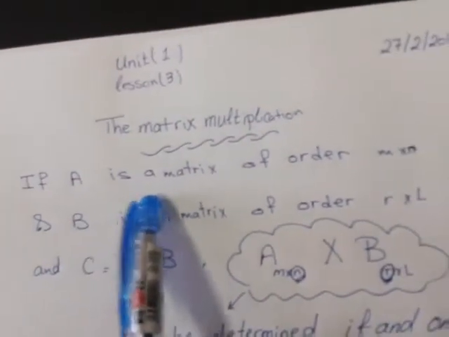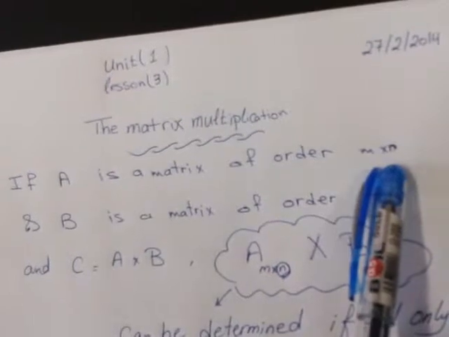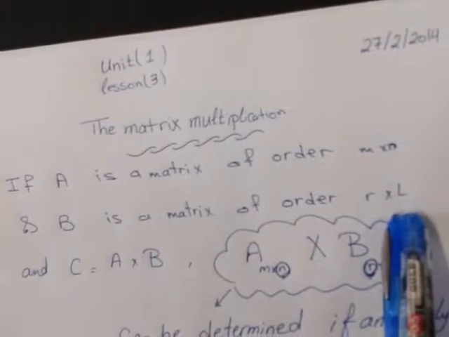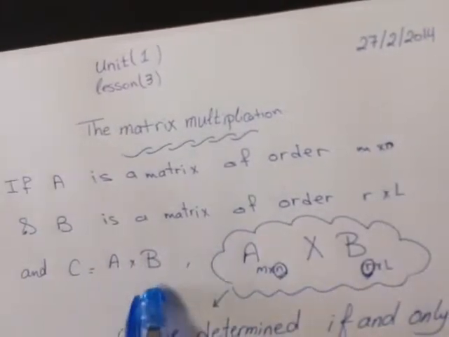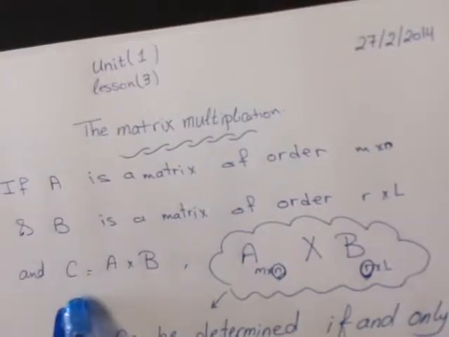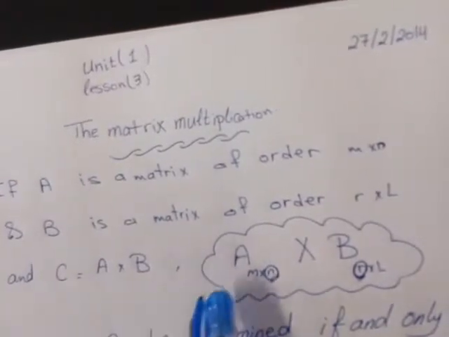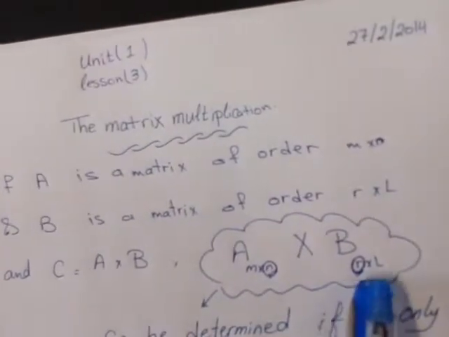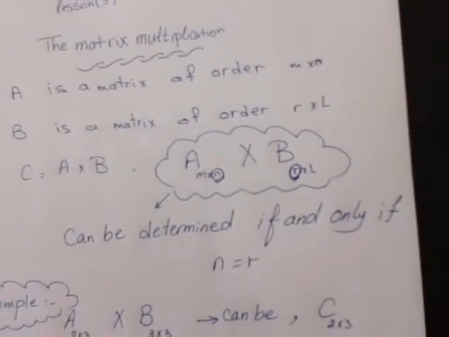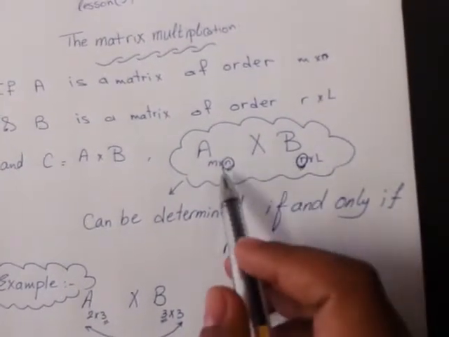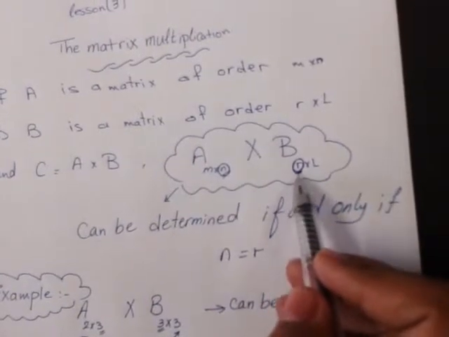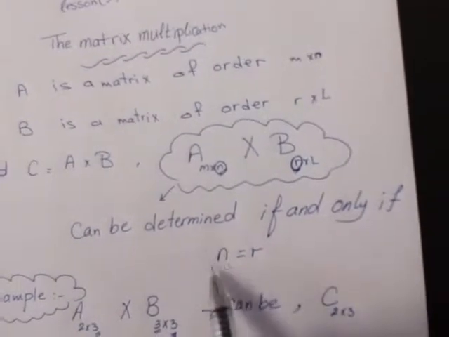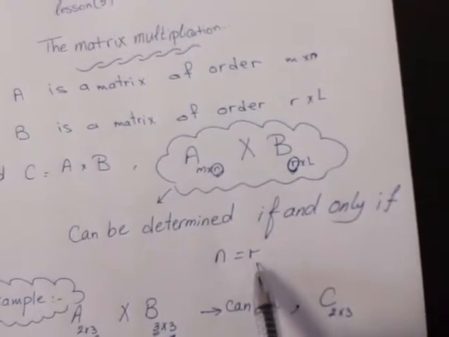If A is a matrix of order m times n, and B is a matrix of order r times l, and we want to get the product of A times B, a matrix we will call C. A is from order m times n, and B from order r times l. To find the result, we must know that n must be equal to r. So it can be determined if and only if n equals r.